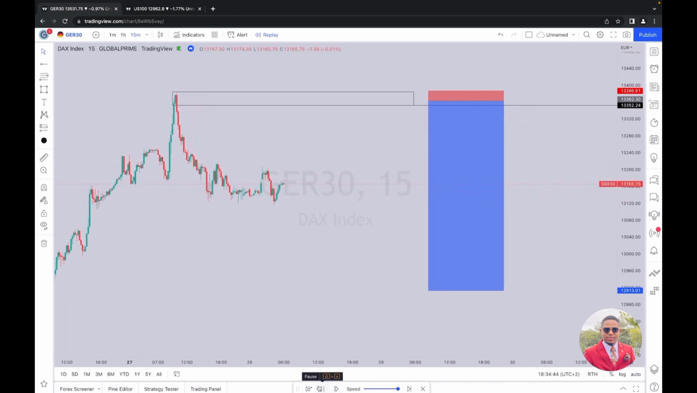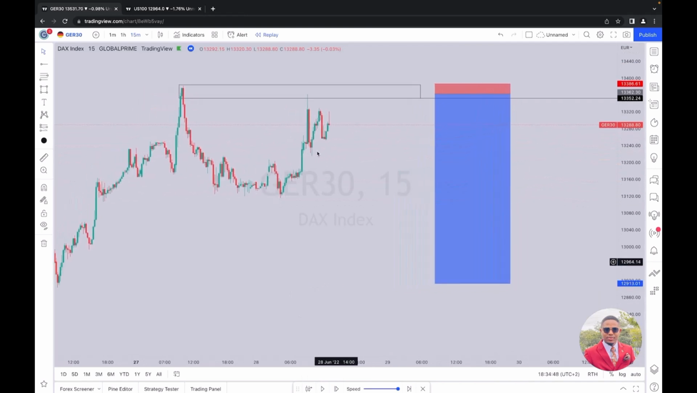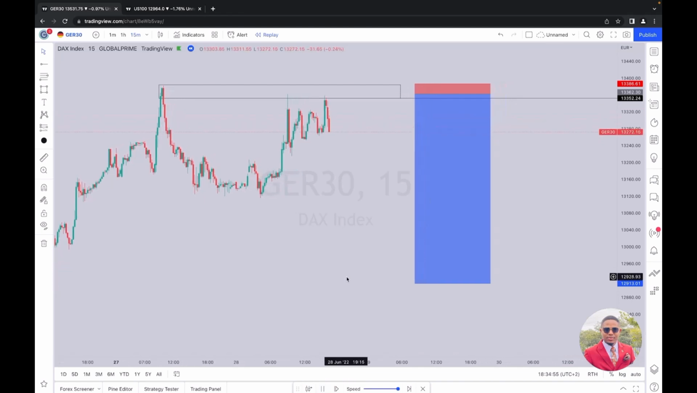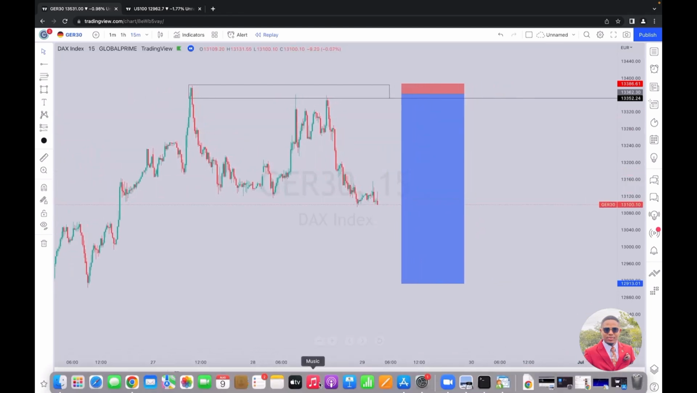We're still going in short, so you need to wait. You can see the trade was activated straight on the opening here. This is how we find these entries, guys, the sniper entries. Then we're going to wait for TP to be hit.